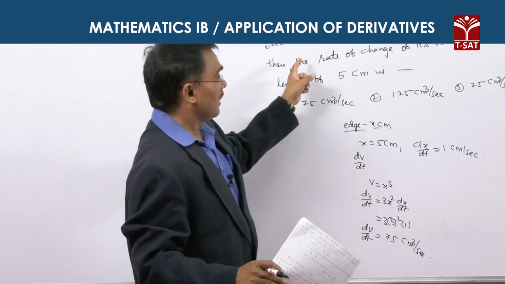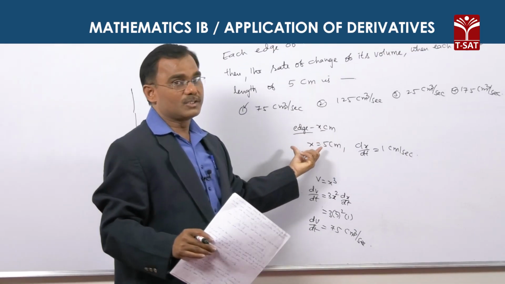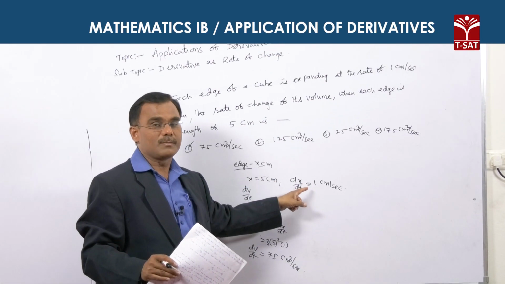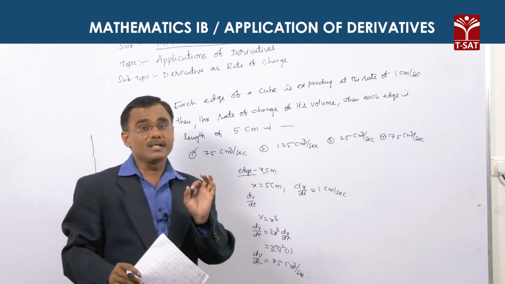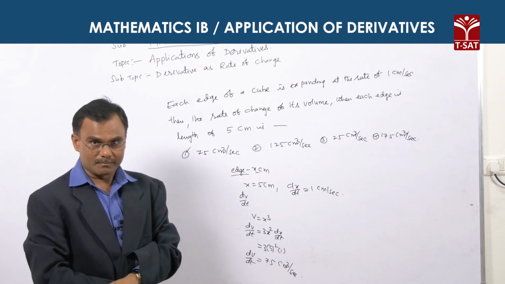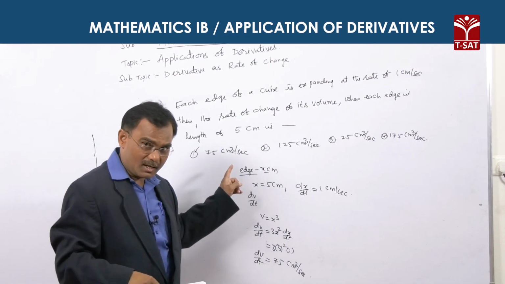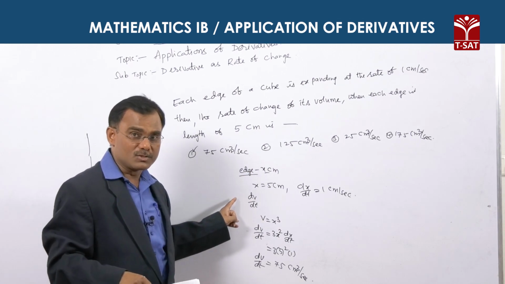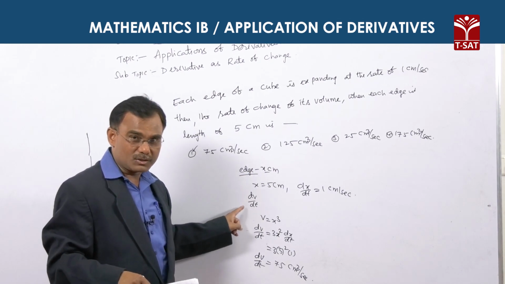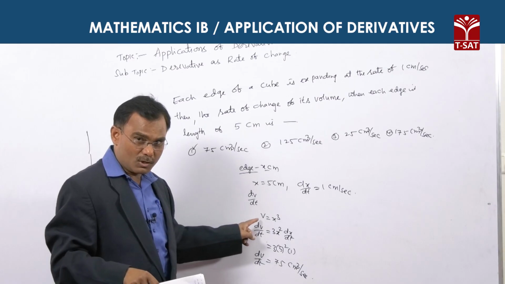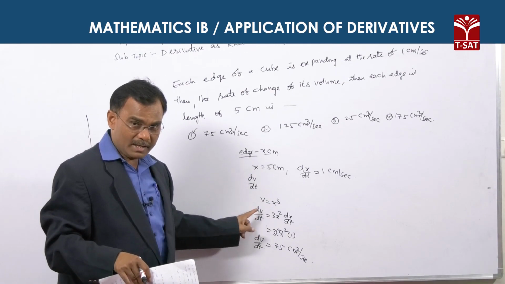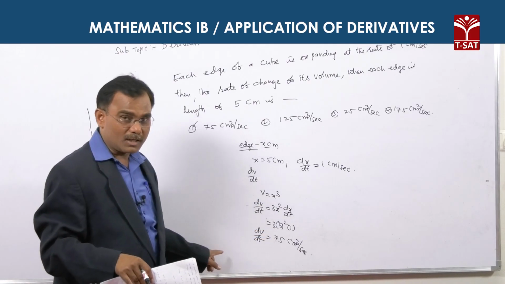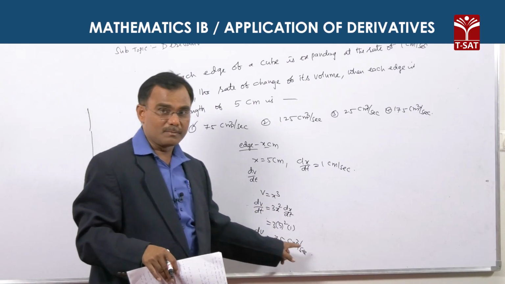What is given? In the cube, each edge length is 5 centimeters and the rate of change in the edge is 1 centimeter per second. Then find the rate of change in its volume. Right. Suppose x is the length of the edge of the cube in centimeters, then the volume of the cube is V is equal to x cube, and the rate of change in volume is dV by dt is equal to 3x square into dx by dt. x is given as 5 and the rate of change in the edge is 1. So the rate of change of volume is 75 centimeter cube per second.